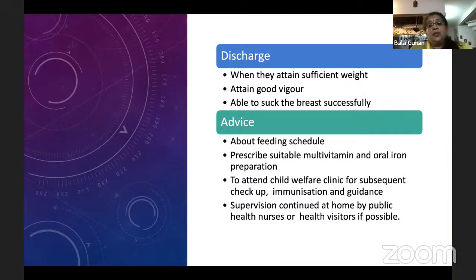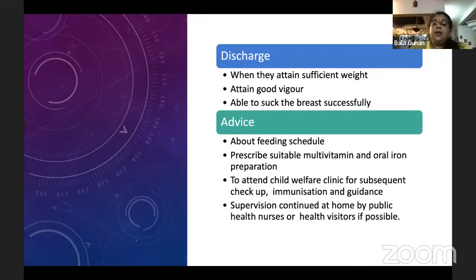Considering the timing of discharge, babies are discharged when they attain sufficient weight, attain good vigor, and are able to suck properly at the breast. There are lactation nurses usually assigned to the labor wards, who teach the mother the art of breastfeeding, how to suckle her baby, and about the feeding schedule.